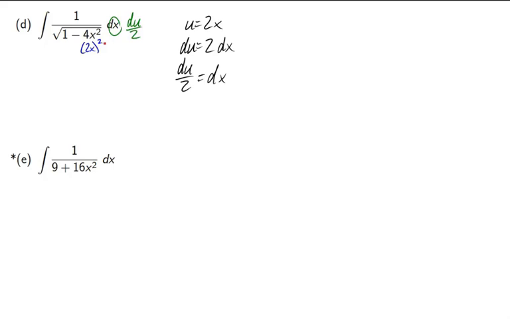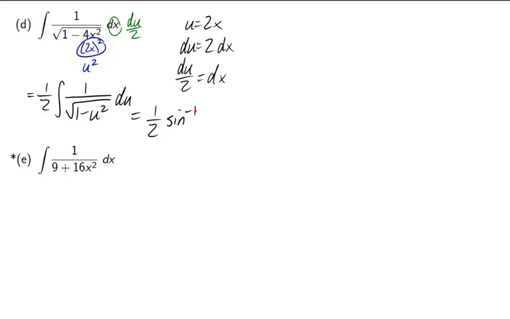And this part is going to become, I think you can see it as u squared. So I get a 1/2 in front, integral of 1 over the square root of 1 minus u squared du. That's the inverse sine function. This is just inverse sine of u this time, plus c. So this is 1/2 inverse sine of 2x plus c.